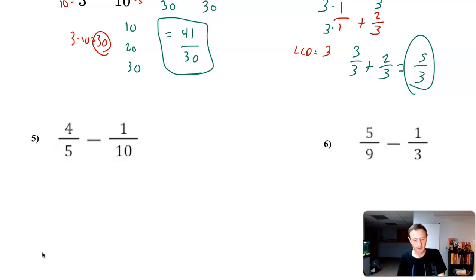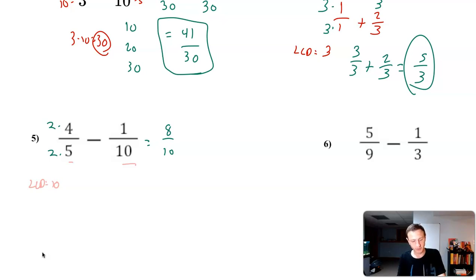Check this out. 5 and 10. Does 5 go into 10? Yes. So let's make the least common denominator 10. Make the denominators 10. So all you have to do then is multiply this by 2, multiply that by 2. So then we have 8 over 10. And I don't even need to modify 1 over 10 at all. It's done. It's already 10 because 5 goes into 10.